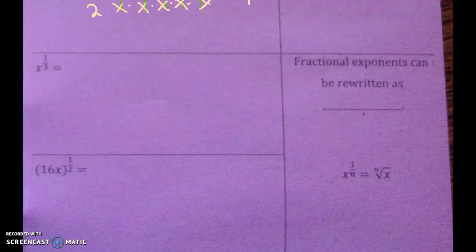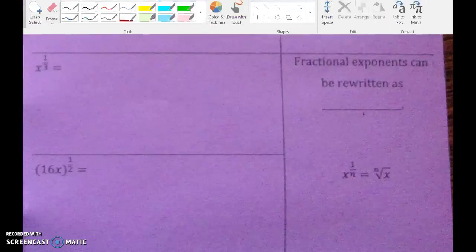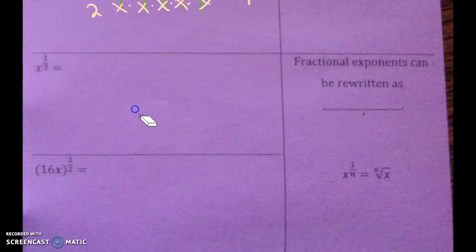And fractional exponents are the last thing we're going to be talking about. Fractional exponents, you've seen fractional exponents a lot, actually. Every time you work with a square root or a cube root, you're actually working with fractional exponents. So x to the 1/3 is taking the cube root of x. So one way we can write that is the cube root of x, right? We're asking ourselves what times itself 3 times gives us x.